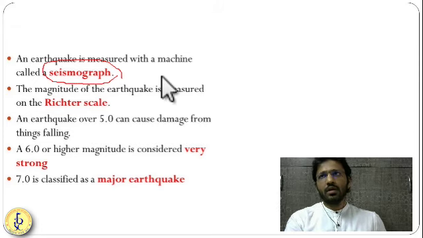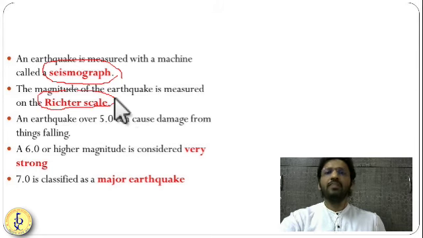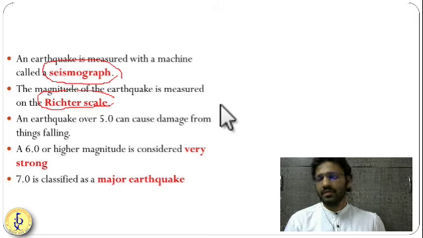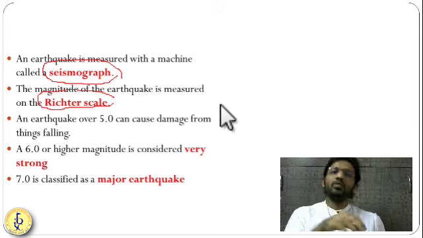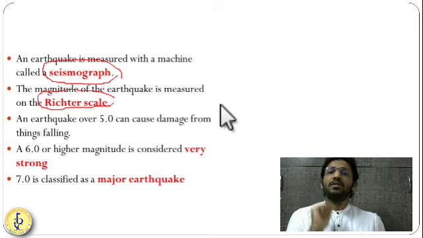So earthquake is measured through the seismograph, and the scale through which it is measured is known as the Richter scale. There is one more scale known as the Mercalli scale, okay, but the scale which is used most all around the globe is the Richter scale. So we will see the Mercalli scale also when we see the next NCERTs. So we can classify earthquakes into very strong, stronger, low intensity, or very, very major earthquakes.